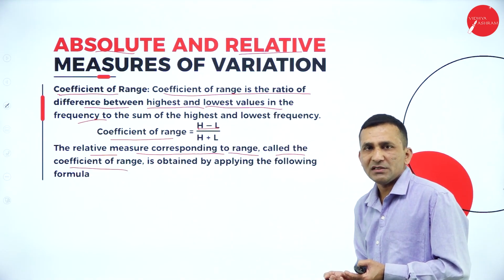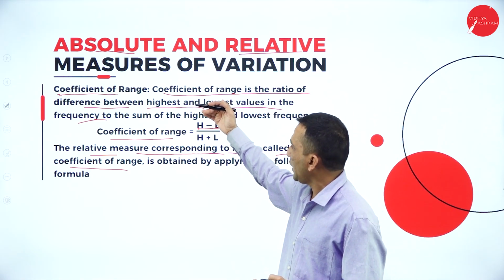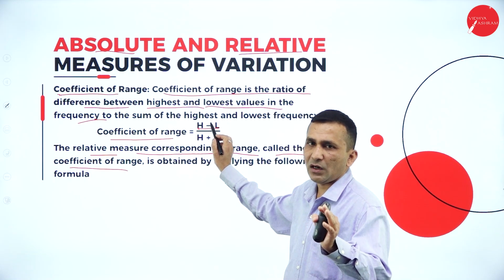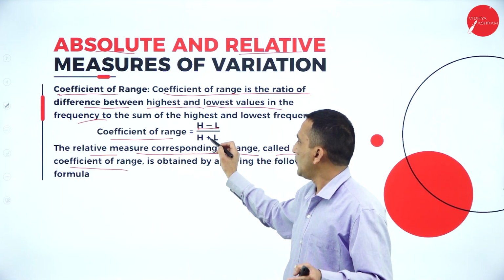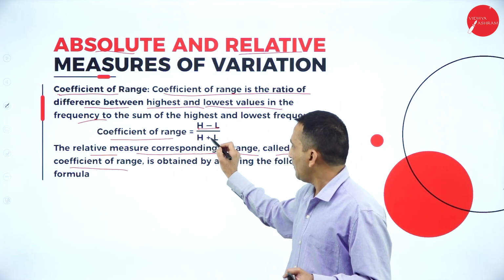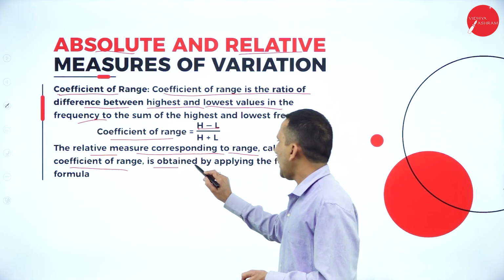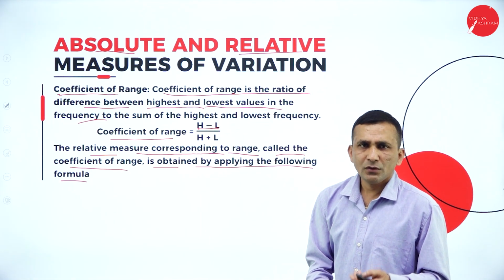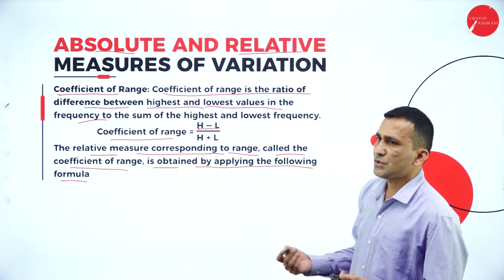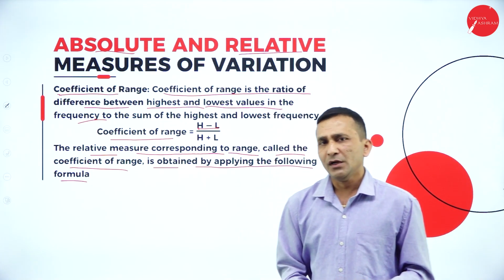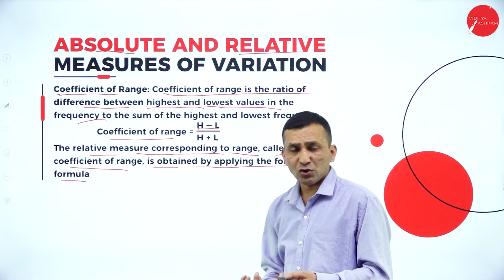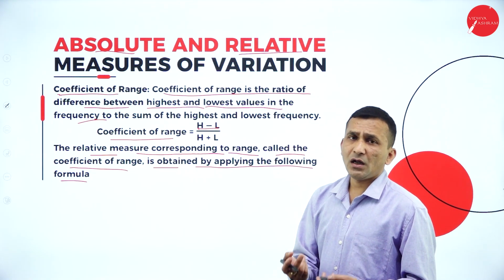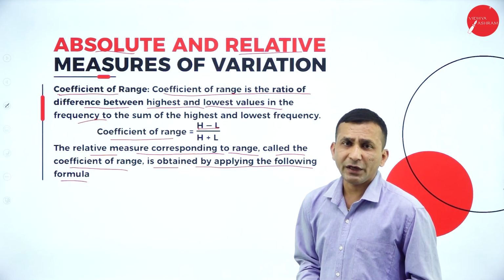Whatever the range formula is, with the help of that formula the numerator is the same as in the range. Only in the denominator we write plus, so the sign is changed. It is obtained by applying the following formula. So what are they asking in the question? According to the question, we need to carefully read and observe the data, whether it is discrete or grouped data, ungrouped data or continuous data. We need to observe carefully.